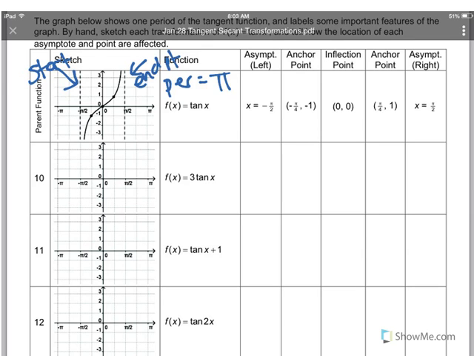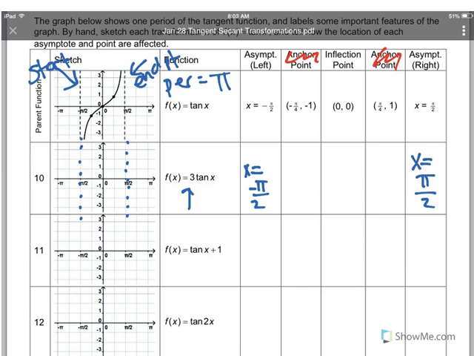So when we're finding tangent, I want to find all the key parts. Notice on number 10 we have the amplitude of 3. Since that's a vertical stretch, that's going to affect my points in the middle. My left asymptote is still going to be at x equals negative pi over 2, and my ending point will still be at x equals positive pi over 2. So I'm going to go through and draw my asymptote lines at the half pi's.